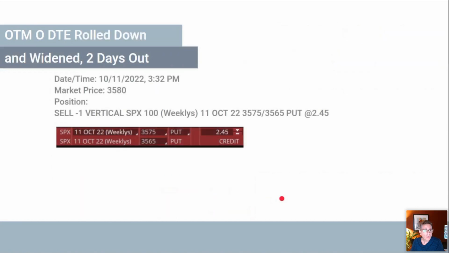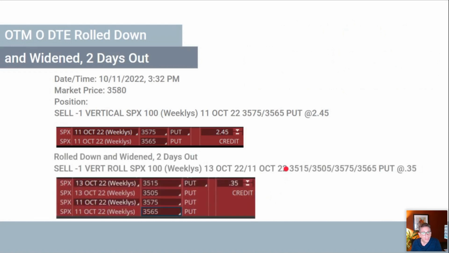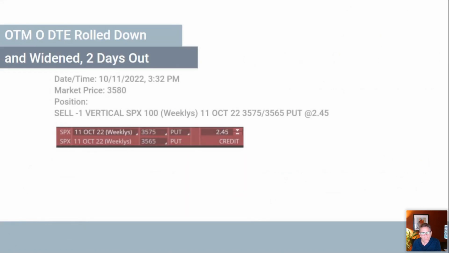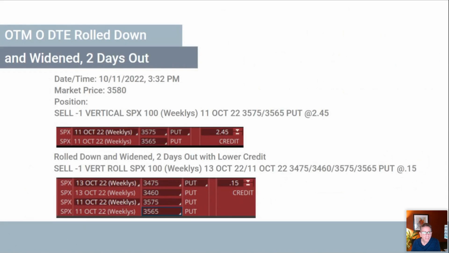Okay, so here now we're going to go down and we're going to widen that spread, 2 days out, and for a 35-cent credit, you go down to 35.15. I mean, that's a long way, okay? So it's giving you much more distance in this case. So here you're rolling down 2 days, widening gives you 60 points for 35 cents, okay? And if you lower that credit even more, you go down to 15 cents, you can actually get 100 points away from the market, right?